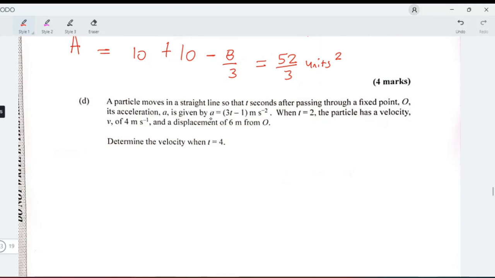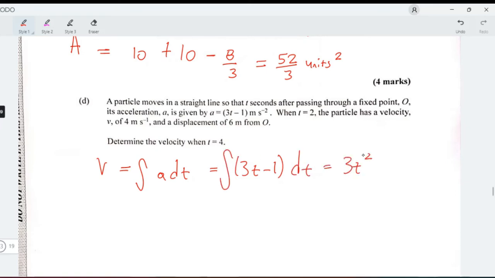First thing is, they gave us acceleration. Always remember, velocity is the integral of acceleration with respect to time. So we integrate 3t minus 1 with respect to time. So we get 3t squared over 2 minus t plus our constant of integration. It's called the constant of integration V1.